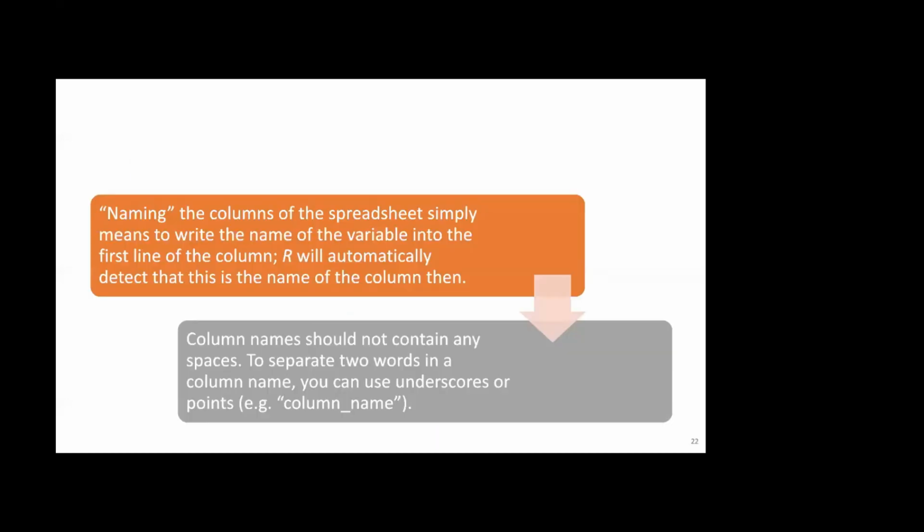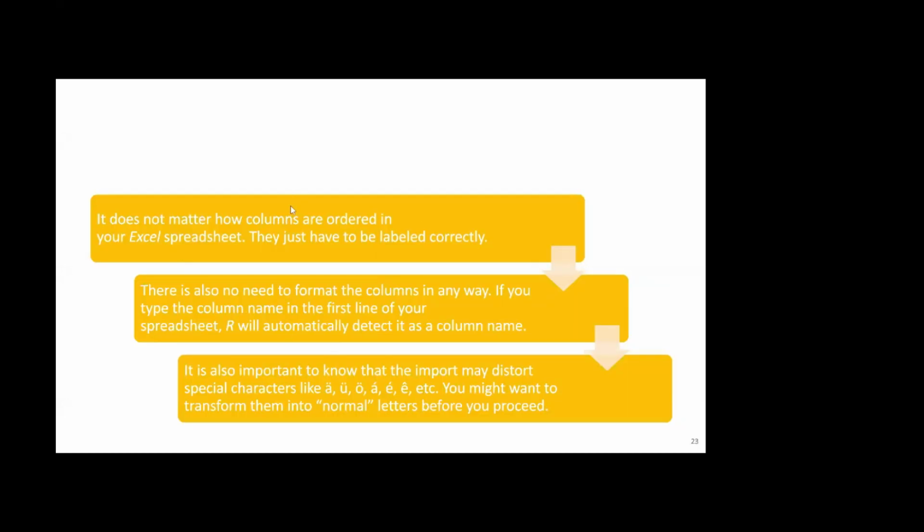Yeah. There are a few important things about this database. First of all, you write the name of the variable at the top. R detects this name of the column. The column name should not contain any spaces to separate two words. You use underscores or points. Yeah, so underscore basically. It does not matter how the columns are ordered in your Excel spreadsheet.